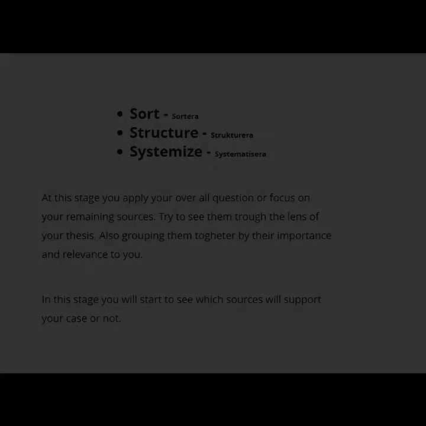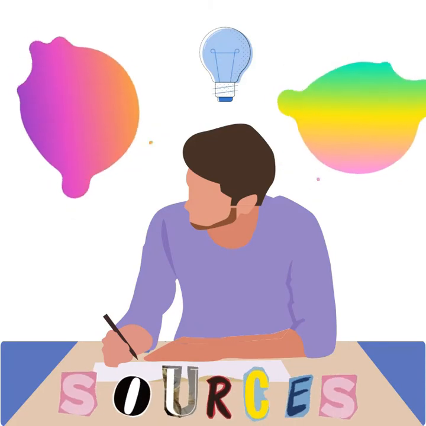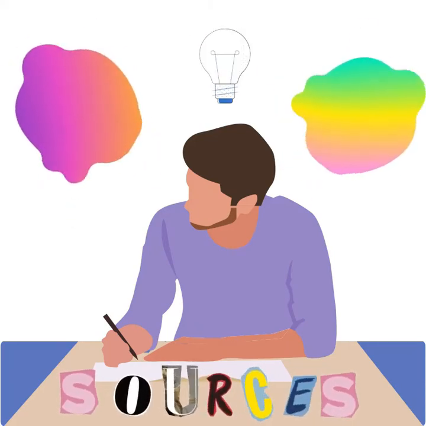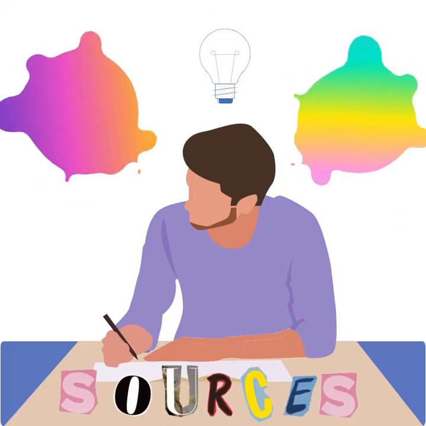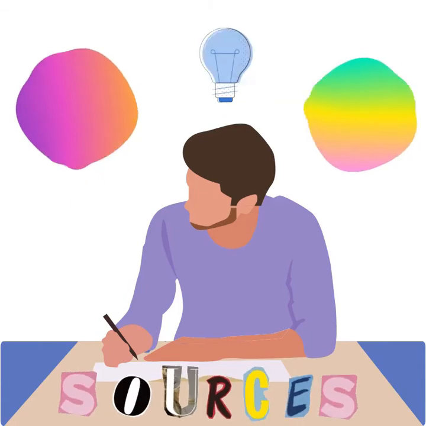And then we have the last one, collocate, sammanställa. This last stage of the skill set is to collocate your sources. And when you've done this, and you've systemized them and grouped them and everything, now you're ready to start your writing process. So all of this is before you start writing. And also remember to write down your sources. Yes, always write down your sources from the beginning. That will help you in the end.